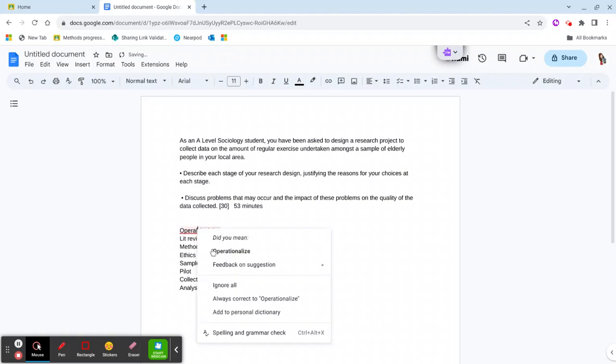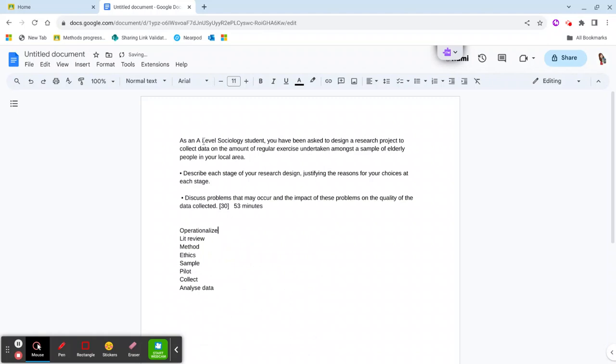So this question says, as an A-level sociology student, it will always say that, you've been asked to design a research project to collect data on the amount of regular exercise taken amongst a sample of elderly people in your local area. So we have to operationalize elderly. What age range do we consider elderly? And exercise. Each stage of your research design, which is those stages, and any problems. So we have to come back to those terms as strengths and weaknesses.